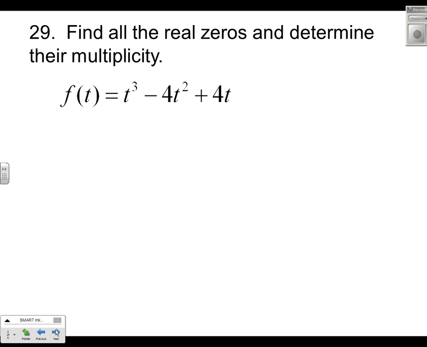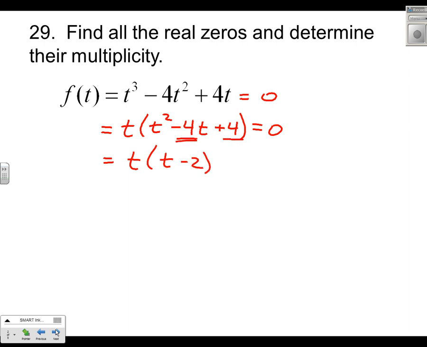Okay, find all the real zeros and determine their multiplicity. Same thing. In this case, if I set this thing equal to 0, I'd like to factor. I can factor out a t, and I get t squared minus 4t plus 4 is 0, which further factors. Factors of positive 4 that add up to -4 are minus 2 and minus 2, so t times t minus 2 squared is 0. Therefore, t is 0, t is 2, t is 2. So here are our zeros of 0 and 2, but the 2 has multiplicity 2.